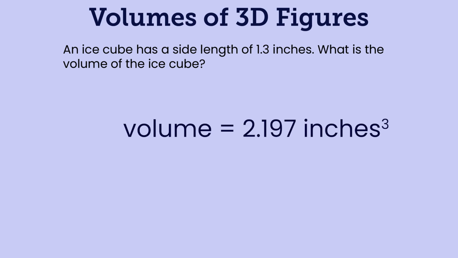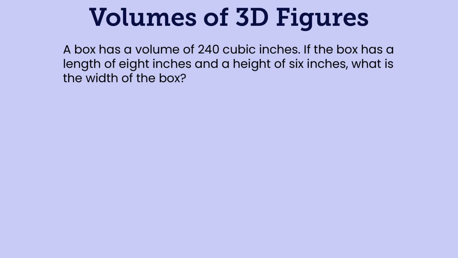Now let's try one more problem. A box has a volume of 240 cubic inches. If the box has a length of 8 inches and a height of 6 inches, what is the width of the box? What the problem is asking for is a missing dimension from a rectangular prism with a volume of 240 cubic inches.